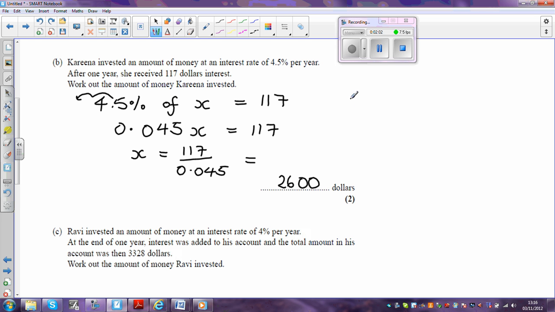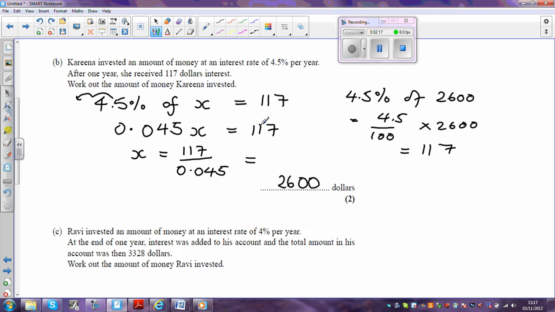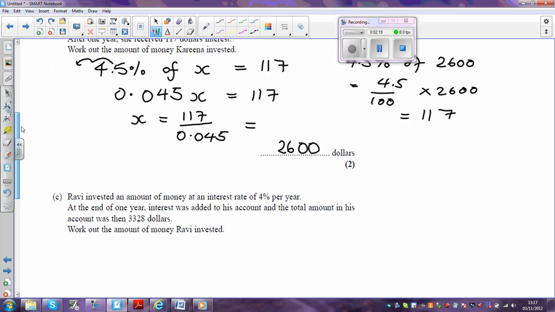Okay, you could check that if you like. If you now find 4.5% of 2,600, well, the easiest way you can do it is, if you like, 4.5 divided by 100 times 2,600. If you work that out, it will come out as 117. So you can check that that actually is correct.